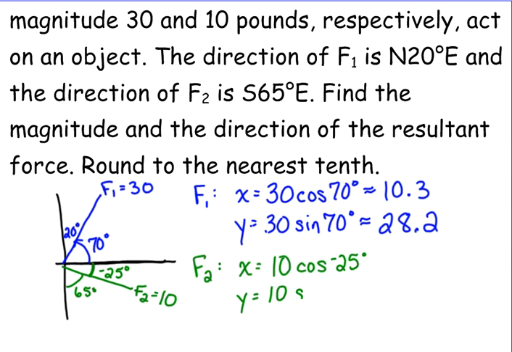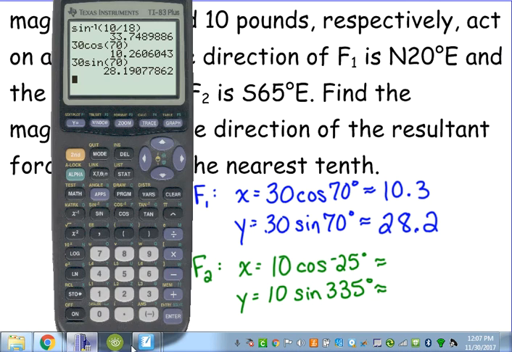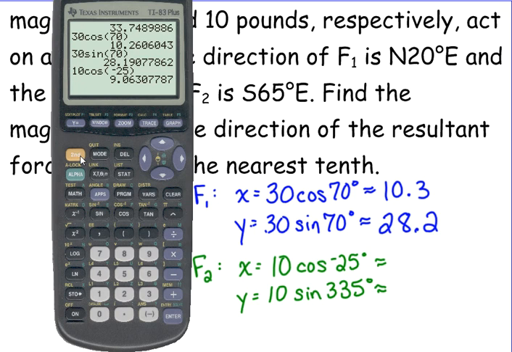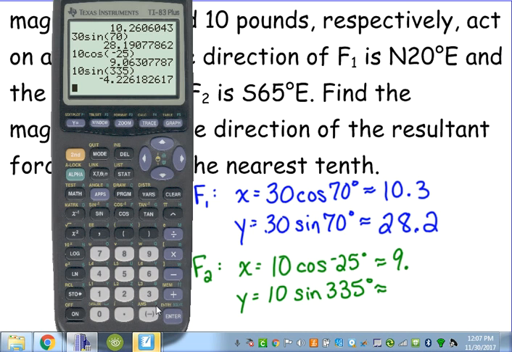But I'm going to write the y component. There's nothing different about these. Negative 25, 335 are the same angle. I'm just pointing out that it doesn't matter which one you use. But you don't use 65. Oops. Sorry. So our x is 9.1. Our y is negative 4.2.